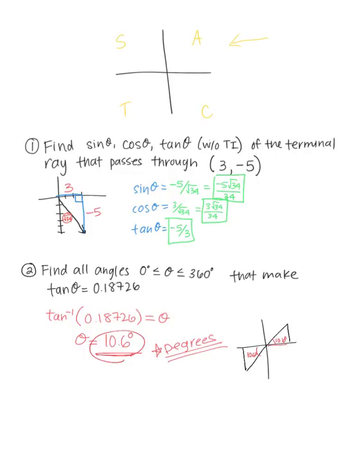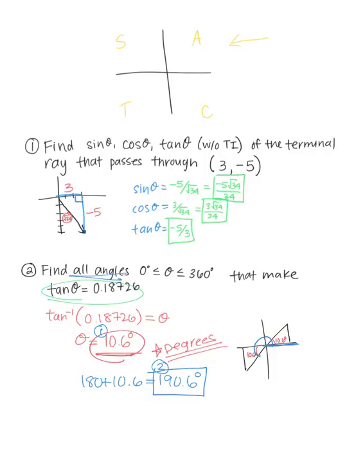Well, easy enough. If I start all my angle measurements from my initial ray here, I'm going to go around 90, 180, and then 180 plus that 10.6. Right, so that's going to give me 190.6 degrees as my other answer that would make that true. So I found all my angles, and there's two of them. This is my first answer, and this is my second answer that makes this value true.